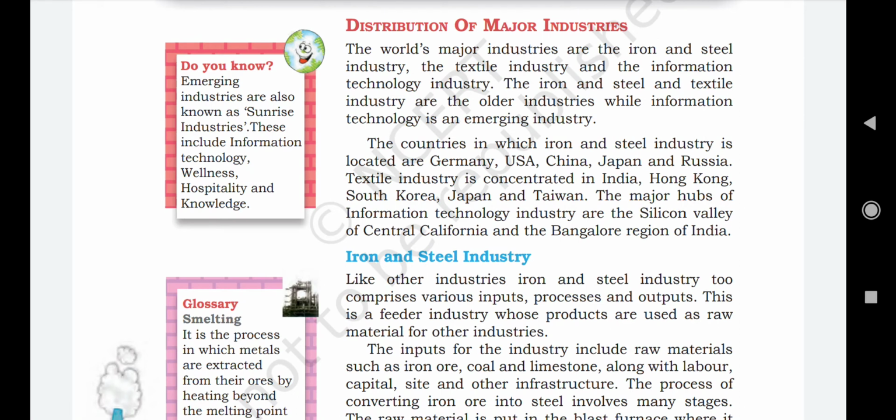The countries in which the iron and steel industry is located are Germany, USA, China, Japan and Russia. The textile industry is in India, Hong Kong, South Korea, Japan and Taiwan. The major information technology centers are Silicon Valley of Central California and the Bangalore region of India.